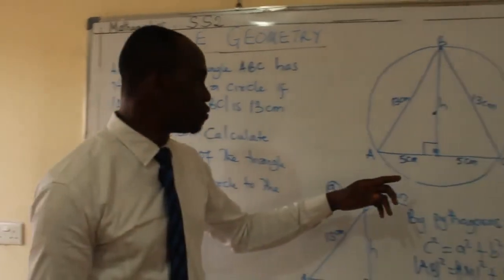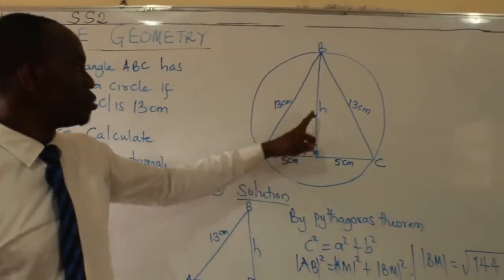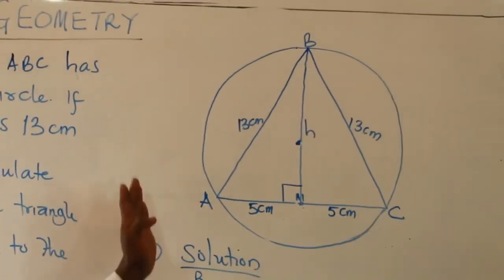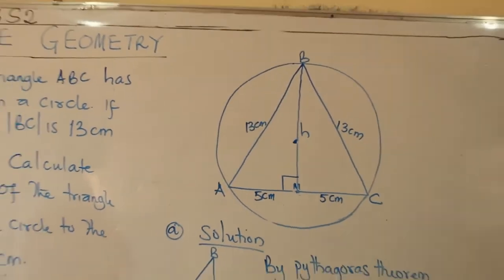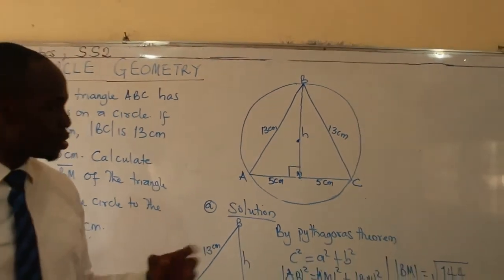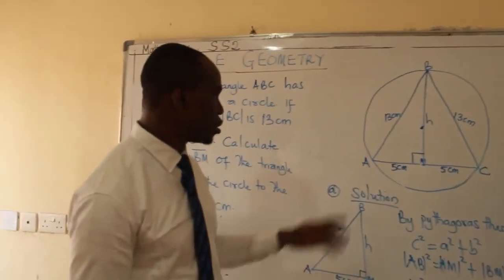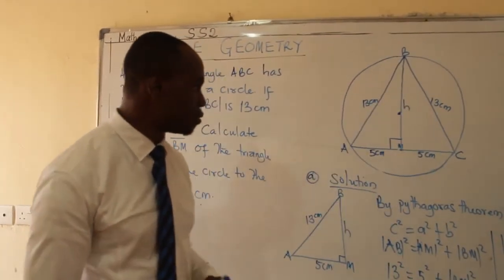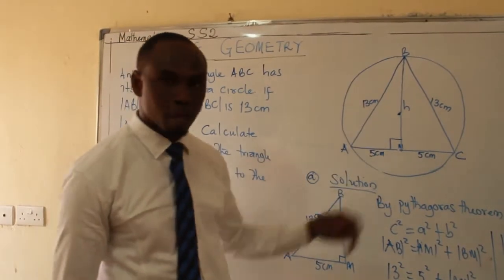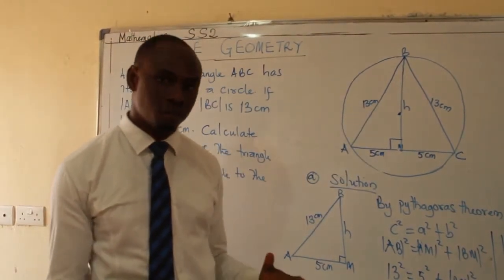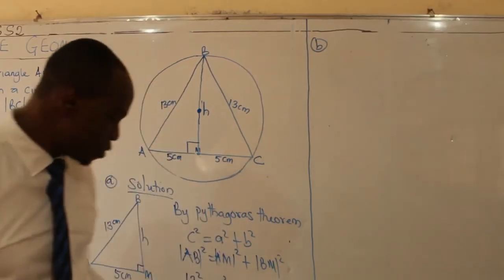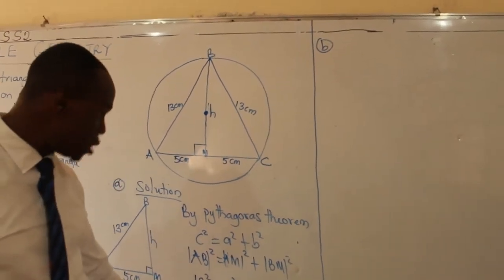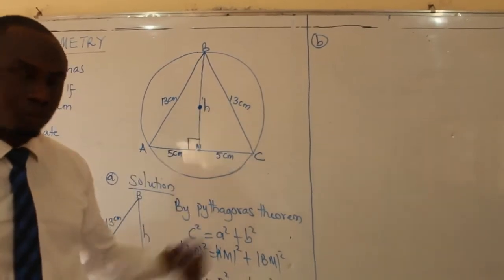If you can observe, we were not given the radius of the circle. We were only told the length of the sides of the isosceles triangle. With the information we were given, we were able to find the height of the triangle. The height is going to help us in finding the radius of the circle. Okay, the height has been found to be 12 centimeters.